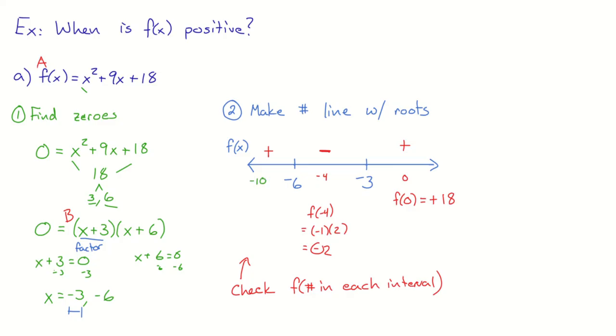-10, sure. If I tried this one and I checked f of -10, I'm going to plug it into here again. That would be -7 times -4, which is a what? Positive 28. And notice it was positive. You guys were right. Okay.